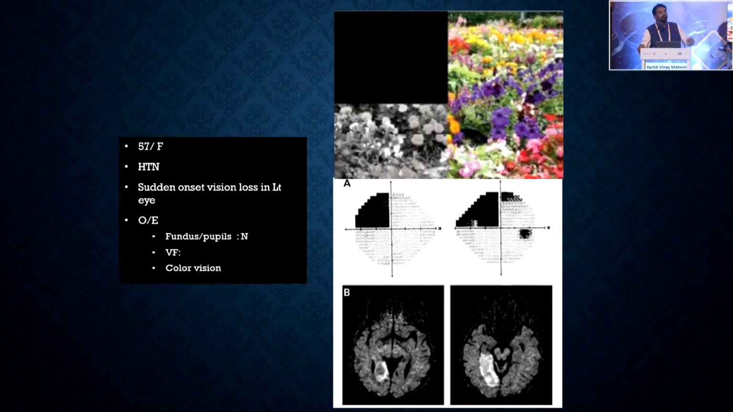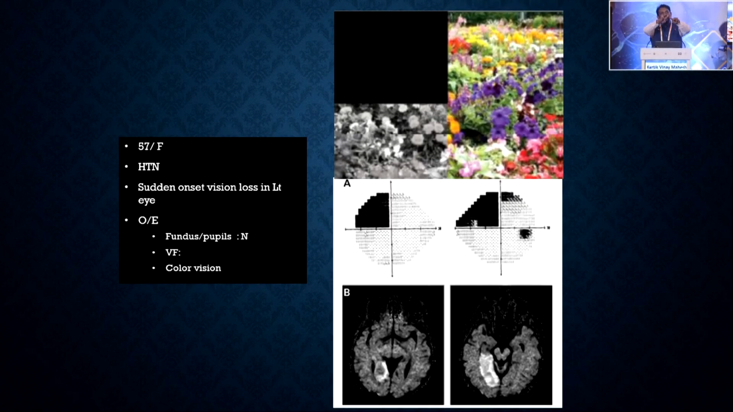Now I have told you, posterior visual pathway involvement is usually bilateral. When you have a PCA infarct, there is vision loss in both fields. Why did the patient come to you with left eye vision loss? Remember, patients never read books. When you have vision loss in the posterior visual pathway, remember you have one side nasal involvement and one side temporal involvement.